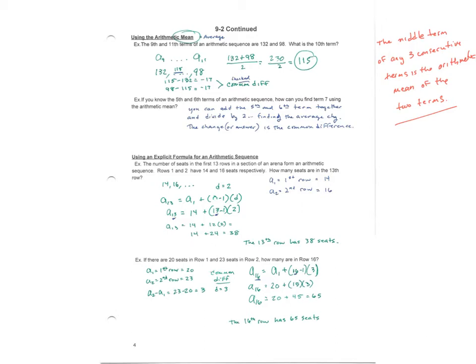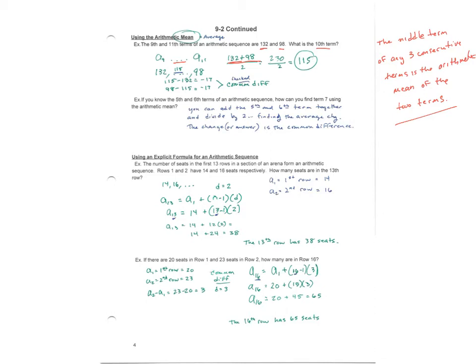In this example, it says the 9th and 11th terms of an arithmetic sequence are 132 and 98. What is the 10th term? So right here, I'm looking for the 10th term, and those would be my 3 consecutive terms. So what we're going to do is take the first and third terms. We're going to take term 9 and term 11, add them together and divide by 2 to find out what the average is.